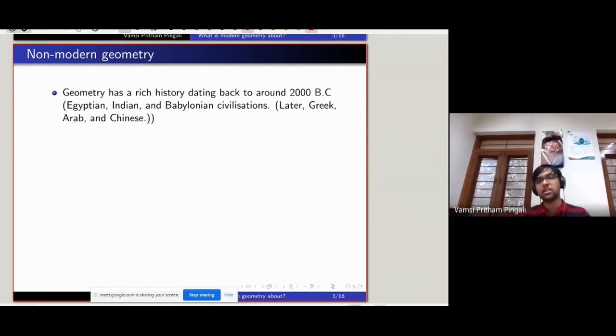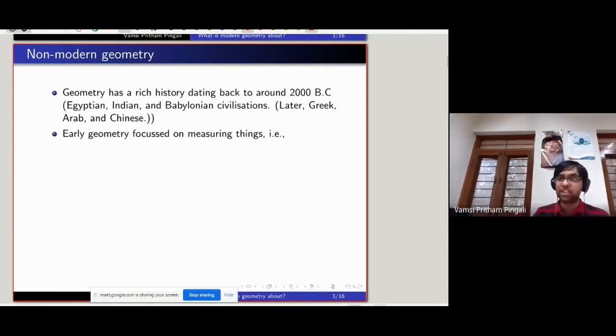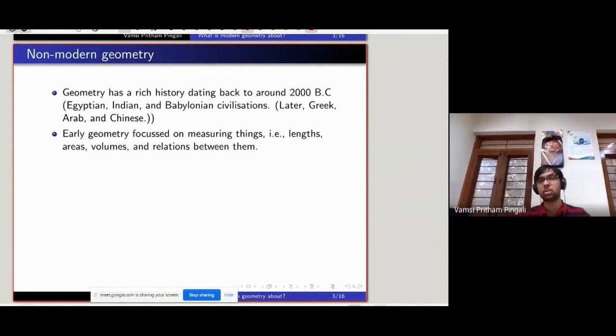What is more famous when we think of geometry is the Greek school. So Greeks, Arabs, and Chinese much later contributed to the subject. Now the point is, early geometry focused on measuring things, that is, lengths, areas, volumes, and so on, and relations between them. Right? In all civilizations, whether for religious reasons or for construction or for whatever reason, measurement was important. So that's what early geometry focused on.